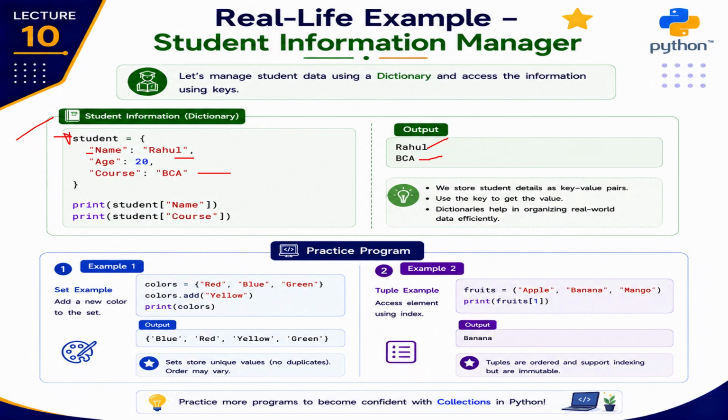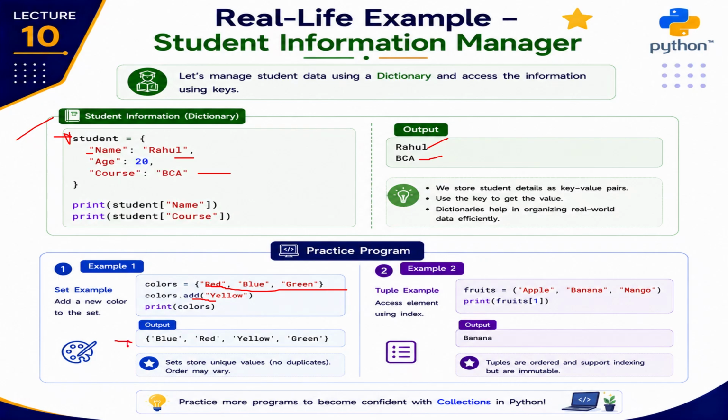Now let's take a simple set example. So we have a set of colors containing red, blue, green. Then we use the add method to insert a new color, yellow. So this is the code. We are using the add method here, and then we use the print statement. Now you can see the output here.